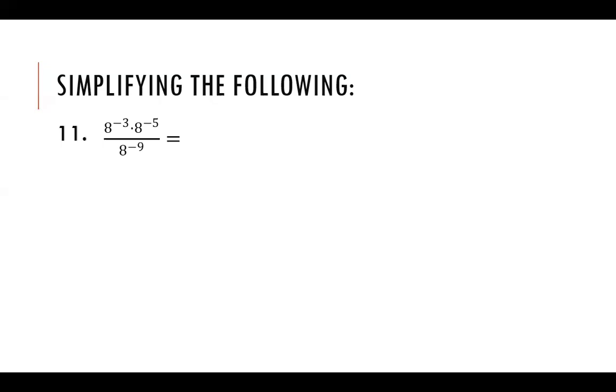All right. Let's see what we did. Okay. So the first thing you had, what rule did you follow first? Product. You should follow the product rule first. Okay. So following the product rule, in the numerator, you have negative 3 plus negative 5, which makes it 8 to the negative 8 over 8 to the negative 9.